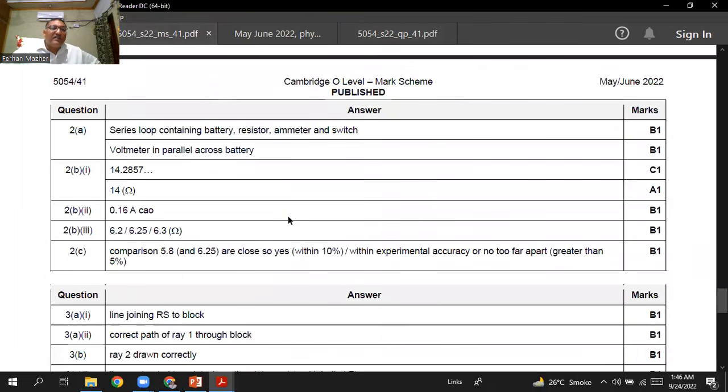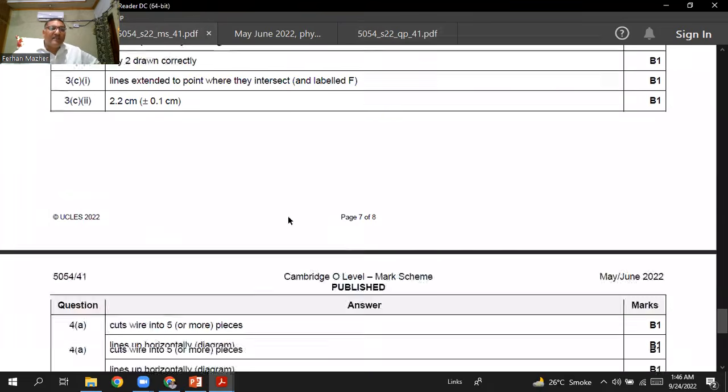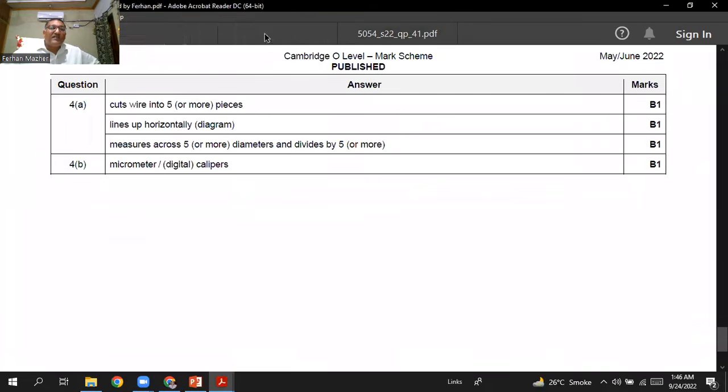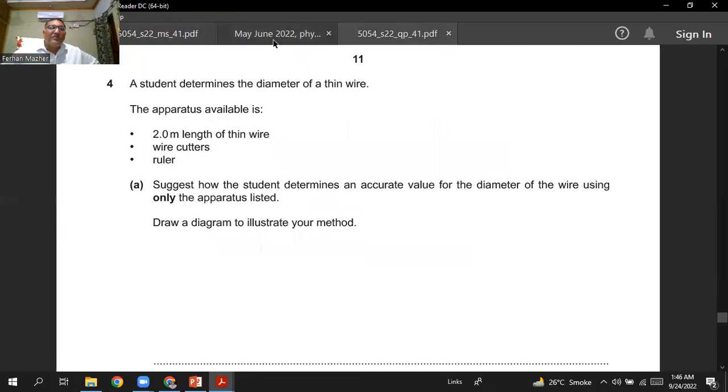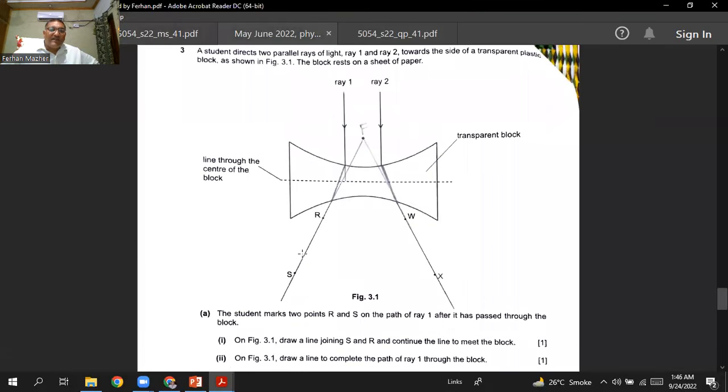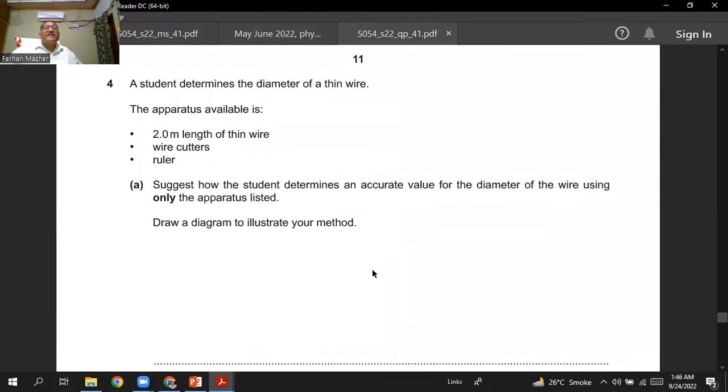Question number 3 is done. So we are going to the next question, question number 4. I can show you once again this. Okay, question number 4, he says, a student determines the diameter of a thin wire.